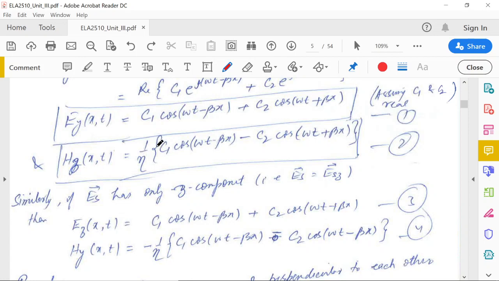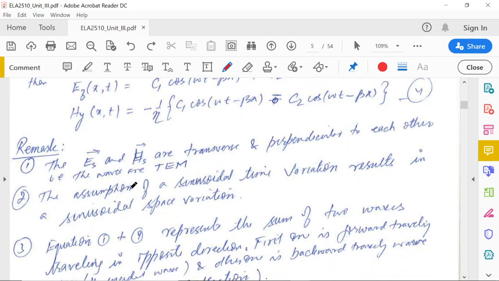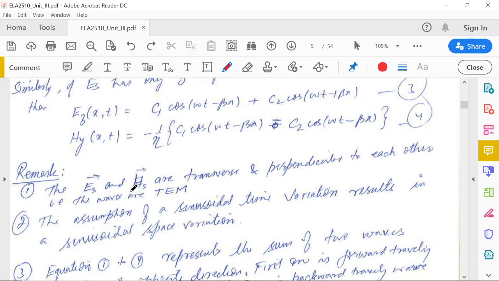Only the magnitude and the direction will change. The phenomenon of moving, in that both E and H will remain the same; only their direction and magnitude will be different, and they will exhibit the same wave nature. So we conclude that Es and Hs are transverse, perpendicular to each other.